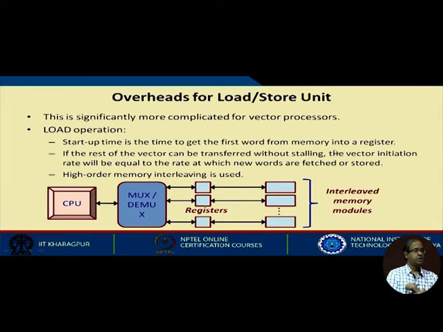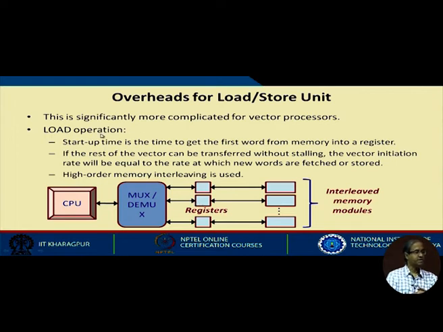Talking about the overheads of the load store unit, we just mentioned it earlier. You have the CPU and the memory here. The memory has to be very heavily interleaved, so you can access these banks in parallel and store them temporarily in registers. Through a multiplexer-demultiplexer network, these registers can be read or written at a very fast rate to or from the CPU.